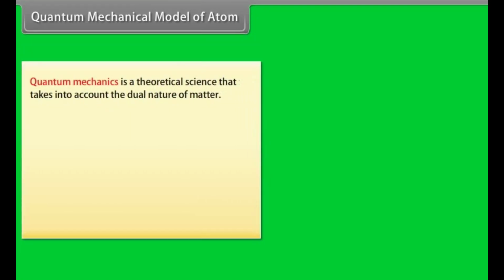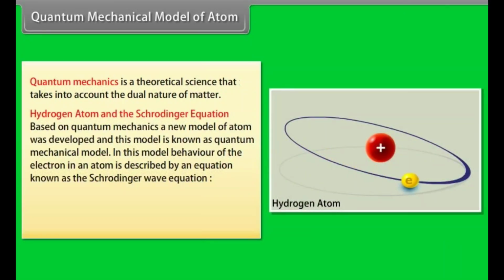Quantum mechanical model of atom. Quantum mechanics is a theoretical science that takes into account the dual nature of matter, hydrogen atom and Schrödinger equation. Based on quantum mechanics, a new model of atom was developed, and this model is known as the quantum mechanical model.